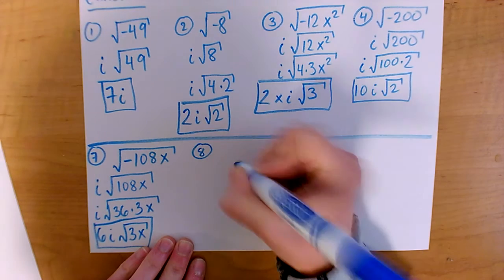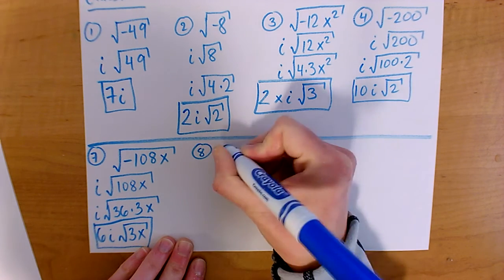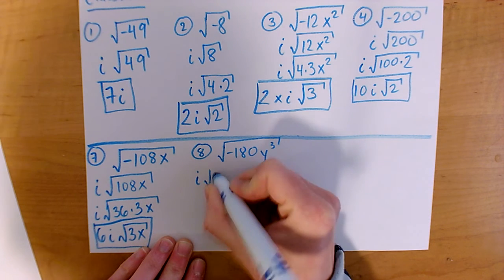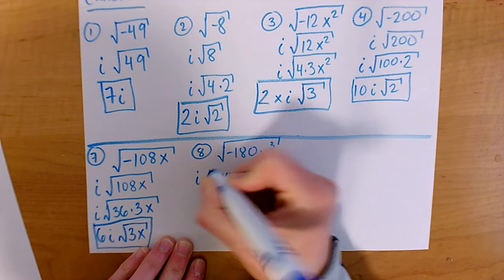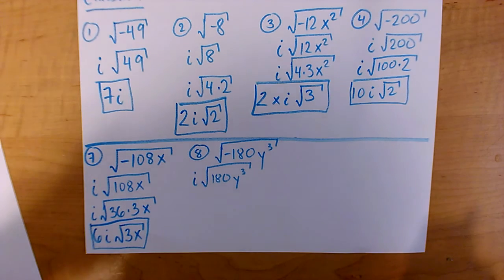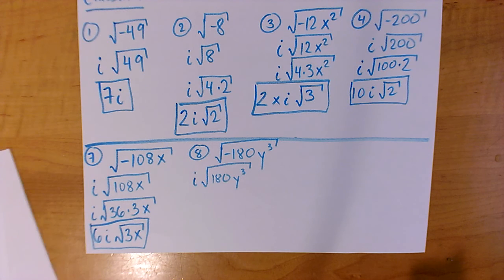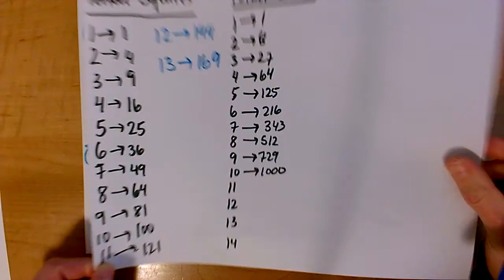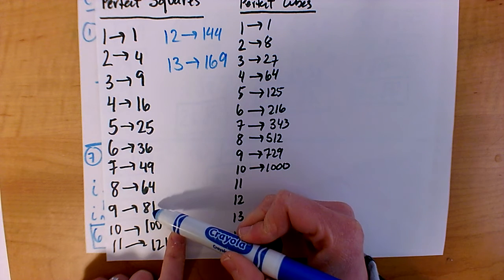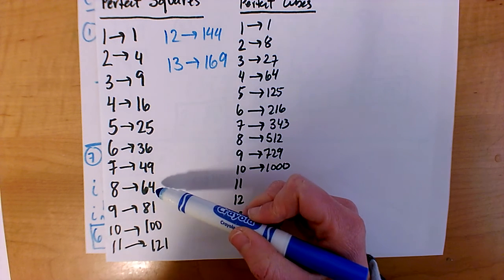Going on to number 8, we have the square root of negative 180y cubed, okay? So we can pull our i out, so we've got i root 180y cubed. So we've got to break down this 180. Well, if we cut 180 in half, that turns into 90. And if we look at our chart, 90 would be right about here, and if I go backwards, well, 81 is not a factor of 180.